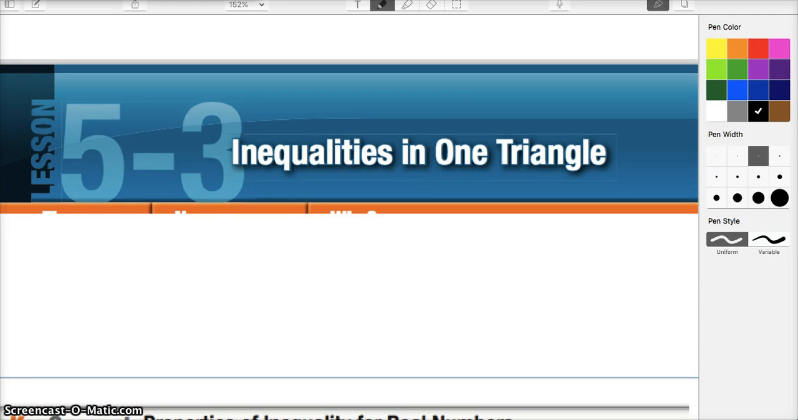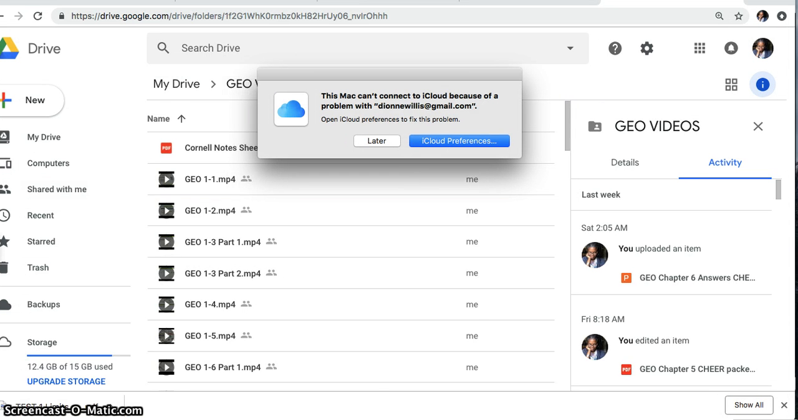All right, so today, geometry friends, we're going to talk about section 5.3. We're in chapter 5 and we're going to discuss inequalities in one triangle. And I think after the last two sections, you're going to find this kind of fun.